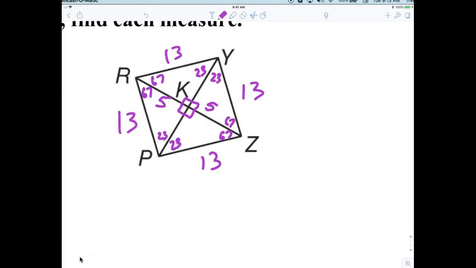Rhombus, the diagonals are perpendicular bisectors, right? And on squares, but not on rectangles. Correct. Their diagonals are not perpendicular to each other. That's what you were saying, right? The diagonals bisect each other, but they're not.